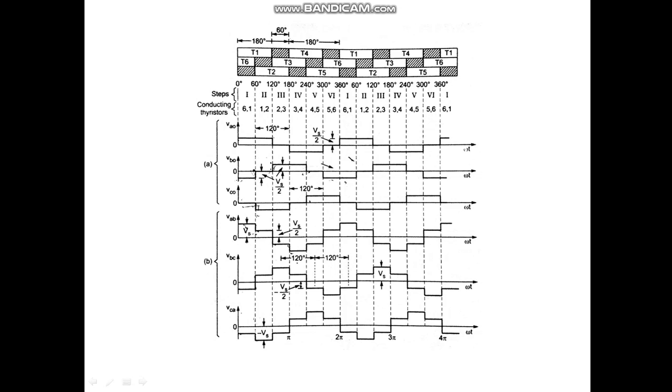When T2 is fired here at this point, after 60 degrees, T3 will be fired. After 60 degrees to T3, T4 will be fired. After 60 degrees to T4, T5 will be fired. So each switch will conduct for 120 degrees, and then it will remain off for 240 degrees. Again T1 will turn on.